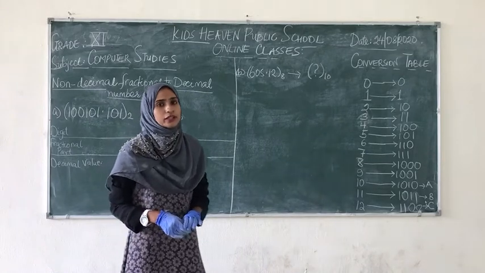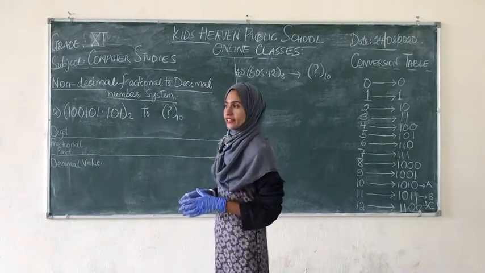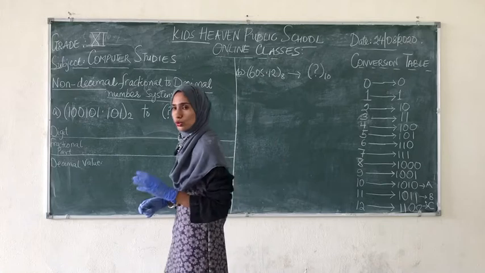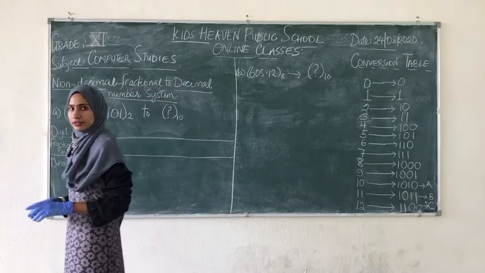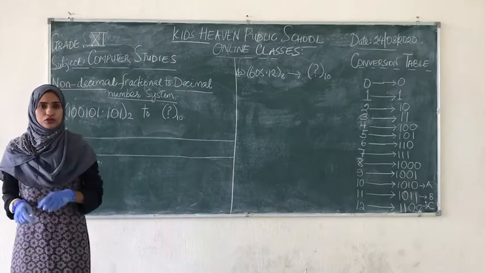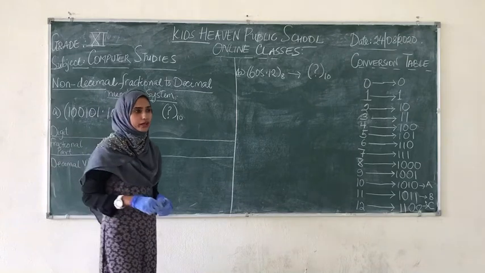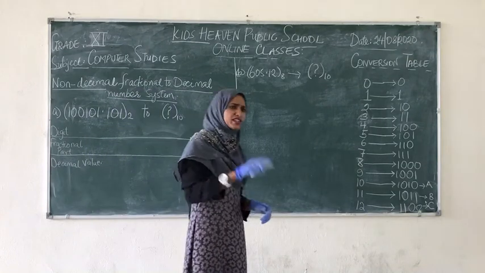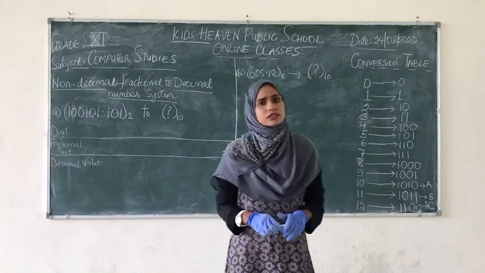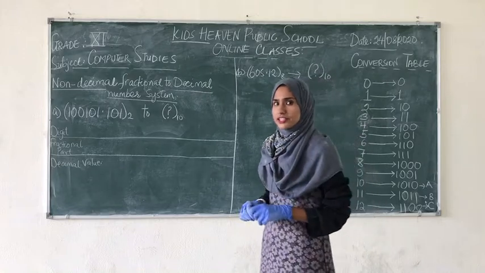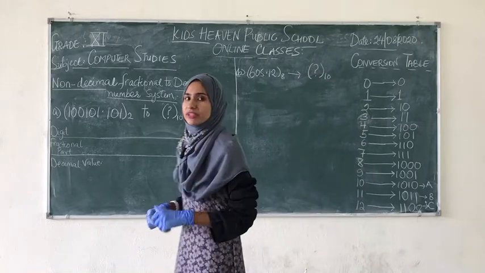Now, here, for example, we have a binary number 101101, but it has a point also, 0.101. Now, how are we going to convert this to a decimal number? That's a little confusing, right? But let's try it out. It won't be that difficult.